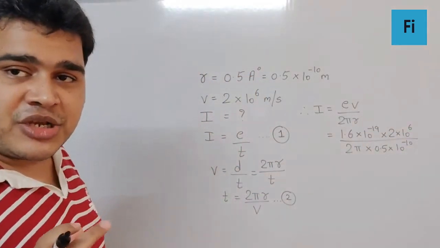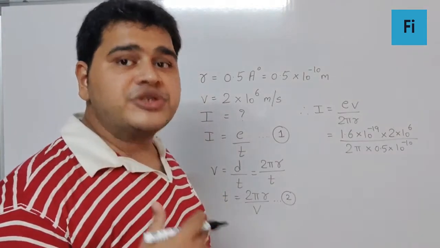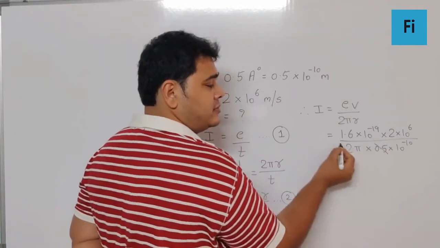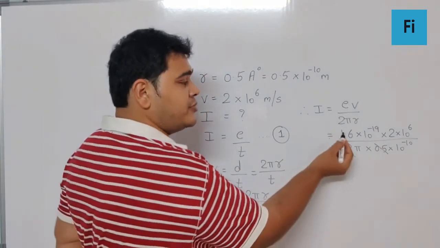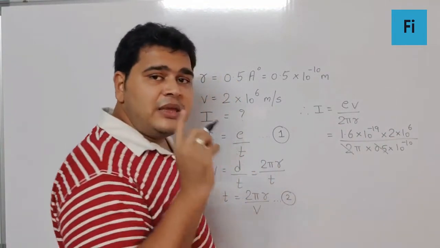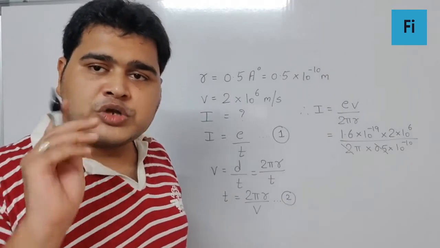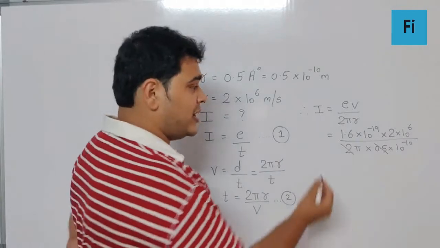So now please pay attention to how I am going for shortcut calculations to make our calculation much easier. Can I say 2 into 0.5 is 1? So 2 and 0.5 get cancelled. Now 1.6 into 2 is 3.2 and the value of pi is 3.14. So 3.2 and 3.14 are almost the same, so I can cancel them.